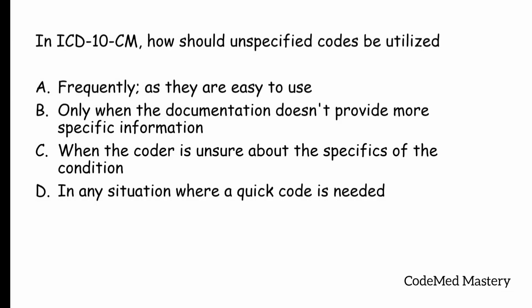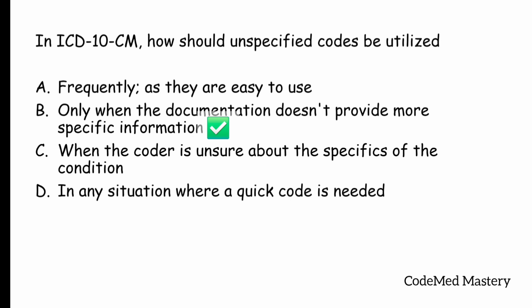Next question. In the ICD-10-CM, how should unspecified codes be utilized? Option A, frequently, as they are easy to use. Option B, only when the documentation doesn't provide more specific information. Option C, when the coder is unsure about the specifics of the condition. Option D, in any situation where a quick code is needed. The correct answer is option B, only when the documentation does not provide specific information.